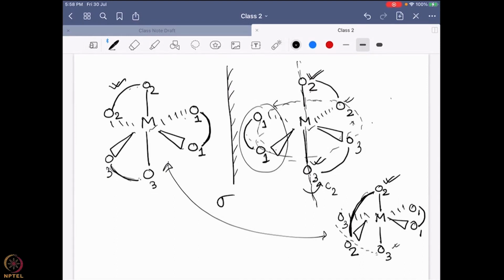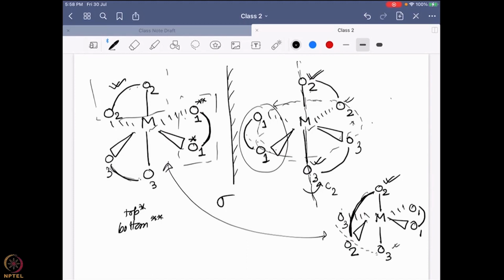We have to find out how the two ends of the same bidentate ligand are connected, because each ligand has one top side and one bottom side. The top side I'm marking with a star, and the bottom side with a double star. So this is the star and double star for this particular ligand.